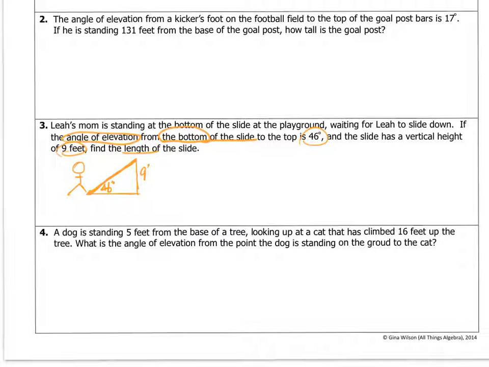And we want to know the length of the slide. So it's really how long the slide is. So in this case, we do sine of 46 degrees equals opposite over adjacent. Use your calculator. X comes out to be 12.5 feet. Okay.